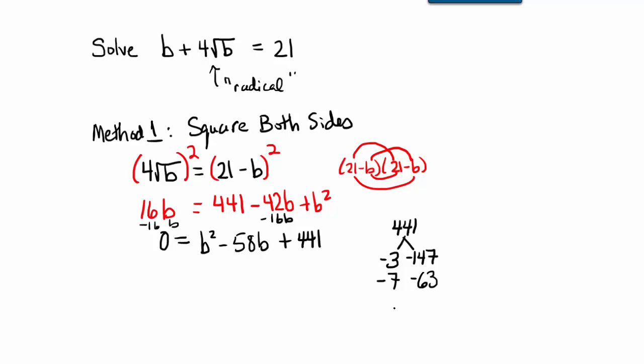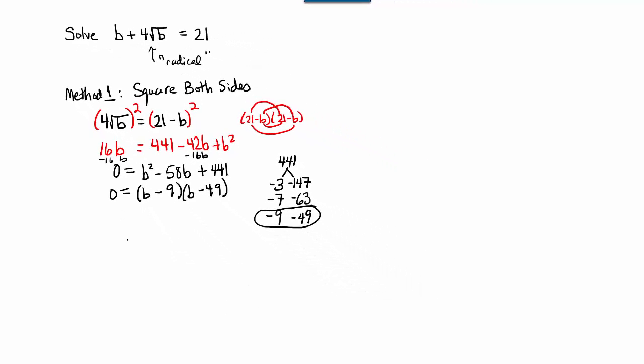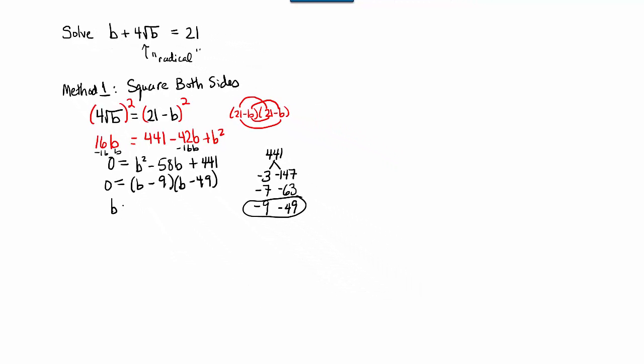8 definitely won't go into 441. Let's check 9. It looks like negative 9 will go in negative 49 times. And that's great because negative 9 and negative 49 add up to negative 58. So this trinomial does factor into b minus 9 times b minus 49. Now, if you didn't notice that, you could use the quadratic formula and solve. But since we did, we can see quickly that 9 and 49 satisfy this equation.